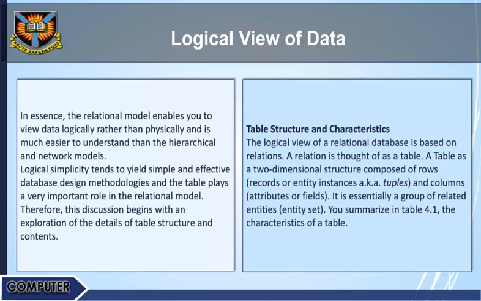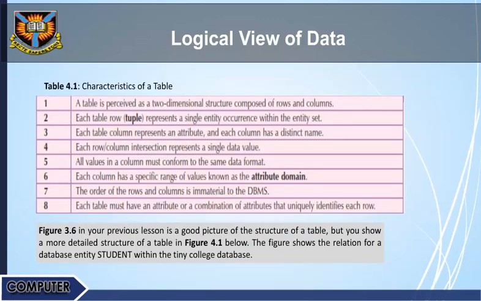A table is a two-dimensional structure composed of rows, records, or entity instances, also known as tuples, and columns, attributes, or fields. It is essentially a group of related entities, an entity set. You summarize in Table 4.1 the characteristics of a table. Table 4.1: Characteristics of a table.